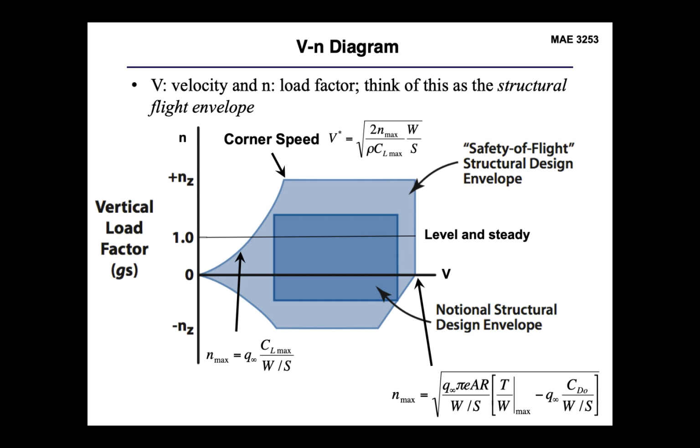And again, you can think of this, if you look at the corner speed, it really just is the stall velocity, but now at that higher load factor above the level and steady load factor of n is equal to 1. Obviously, anything that we're going to design for our aircraft has to be able to sustain a load factor much higher than n is equal to 1. Otherwise, we'll never be able to get off the ground.